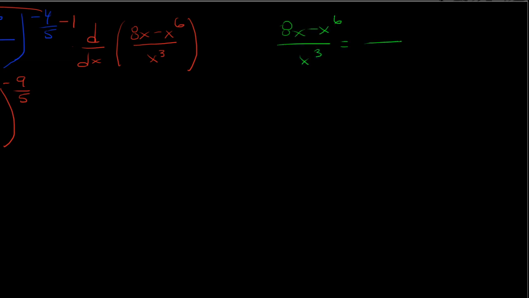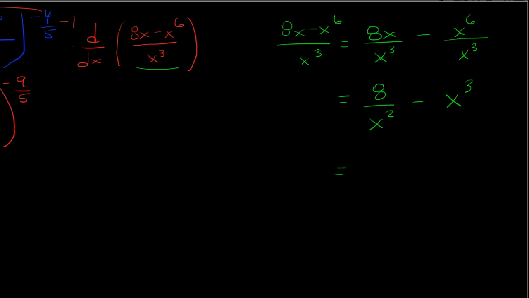So this is going to have a common denominator of x cubed, and it's going to be 8x and x to the sixth. 8x over x cubed is 8 over x squared, and then x to the sixth over x cubed is just x cubed. So instead of taking the derivative of this thing, I can take the derivative of 8 over x squared minus x cubed.